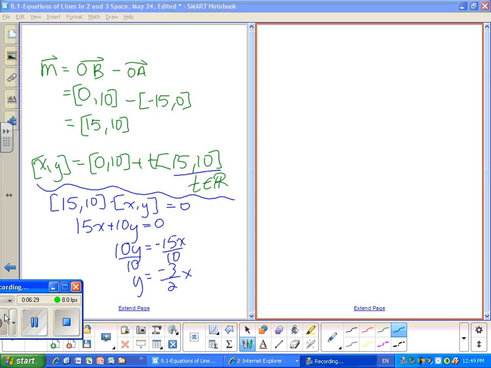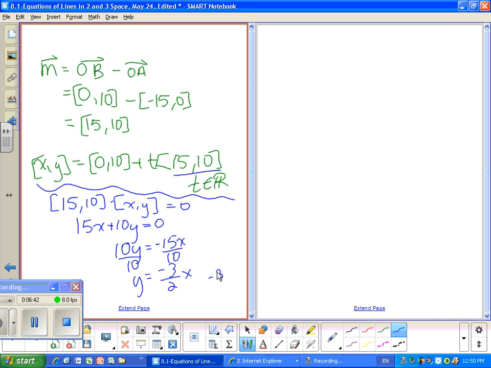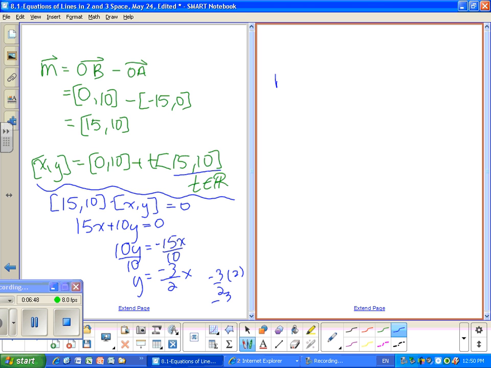What would be an easier, more simple case to pick for that x? If we're going to pick an x value, what would make this work out nicely? We'll pick 2, because then if we multiply negative 3 over 2 times 2, what are we left with? Just negative 3. So a normal, which is a perpendicular vector to your line, that we can have, in this case we chose (2, negative 3).